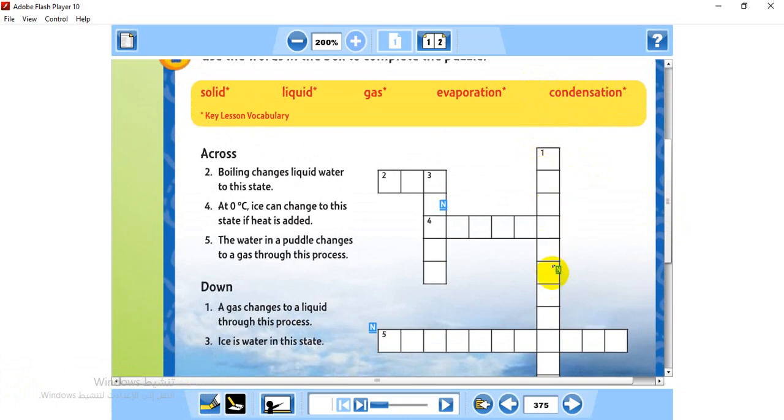Okay, number three now. Ice is water in this state. Number three. So number three is what, guys? Try to remember, we have only one word, no more than one word. Sure, it is solid. Ice is solid, guys, because they're asking you about the solid water state, which is the ice. So solid is the correct answer that you have to write in this column. This column is related to the solid. You have to write solid.